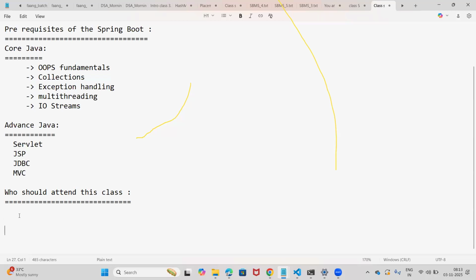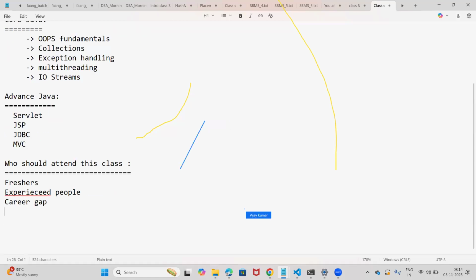So you can say this course is for freshers, experienced people, and career gap people also, guys. Career gap people who also learn core Java.